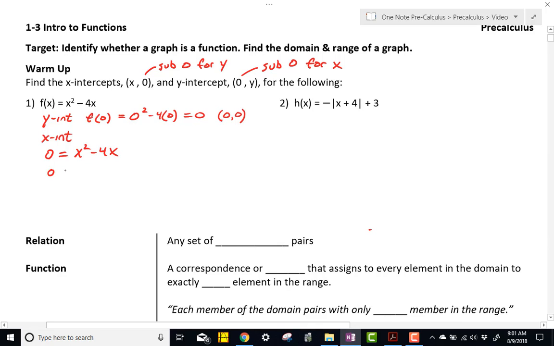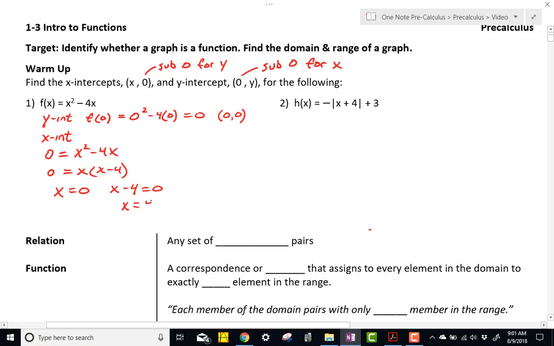So when I go to solve this, I'm going to factor out an x, and that's going to leave me with x minus 4. And then once I have my two factors, I'll set each one of them equal to 0. So I'm going to end up with two solutions here. I'm going to get x equal to 0, x minus 4 equal to 0.